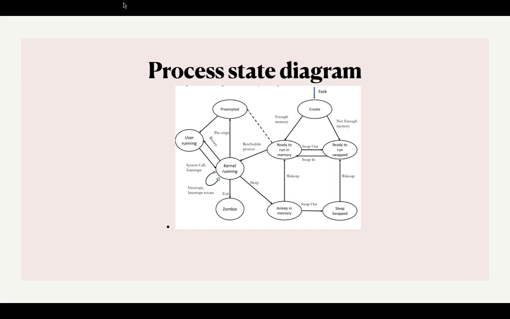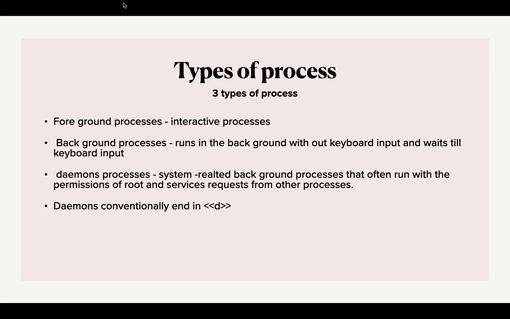So we have different types of process. We have three types of process: foreground process, background process, and daemon process. The foreground process is called an interactive process. When the process starts running, it is in the foreground. By default it will be in foreground mode. Then you can give your input from the keyboard and send the output to the screen. The background process runs in the background without keyboard input.